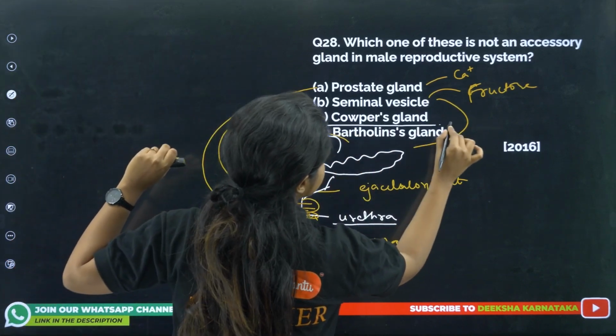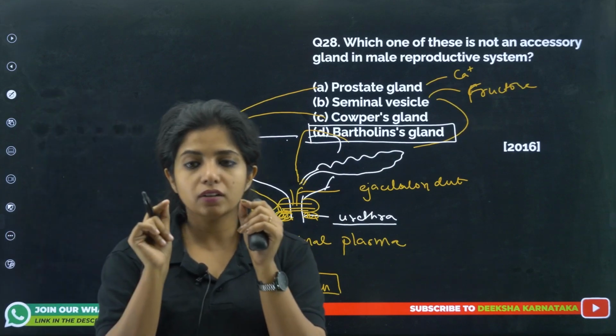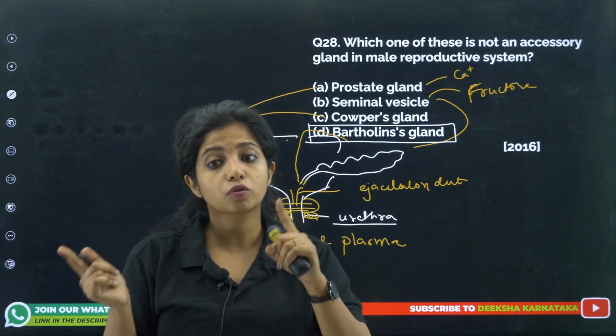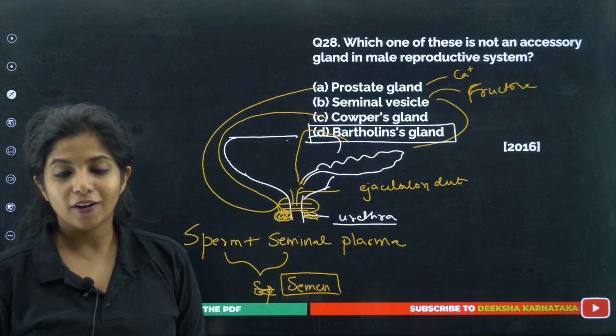Now, Bartholin gland is not present in the case of males, my dear children. It is present in the case of females just outside the vagina. Just outside the vagina there are two glands known as Bartholin's glands, which also help in lubrication. So this is the wrong option that you are having.